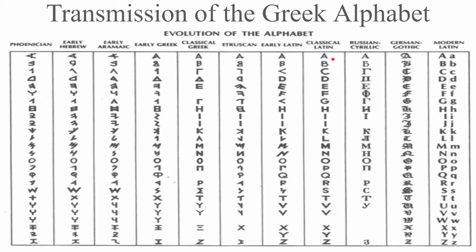We have classical Latin. They transmitted their alphabet into the Latin alphabet that we know and love today. Of course, we have to add a consonantal I, which is J, and a W later on, but it's pretty much what we have today. We also have Russian Cyrillic, which is a merging of the Latin and the Greek, and then German Gothic, because, yeah, why not? All these alphabets, and you can see the similarities between them.